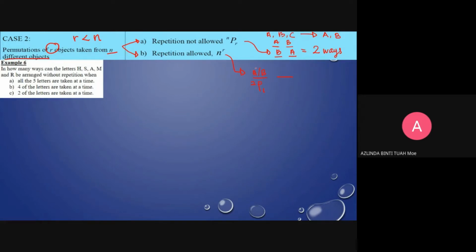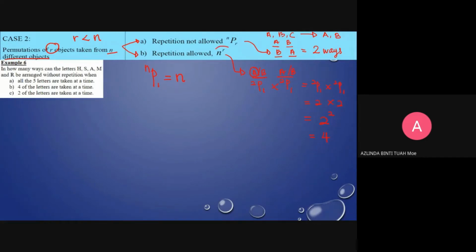So katakanlah saya pilih huruf A untuk diletakkan di first arrangement. So dekat second place ni saya masih boleh letak A atau B. So still ada 2P1. 2 choices to be arranged in one place. So kalau ikutkan multiplication principle, kita akan darab 2P1 darab dengan 2P1. Okay, for your information, apa-apa P1 is equals to N. So in this case, 2P1 is actually just 2. 2 times 2, which is 2 power of 2, equals to 4.